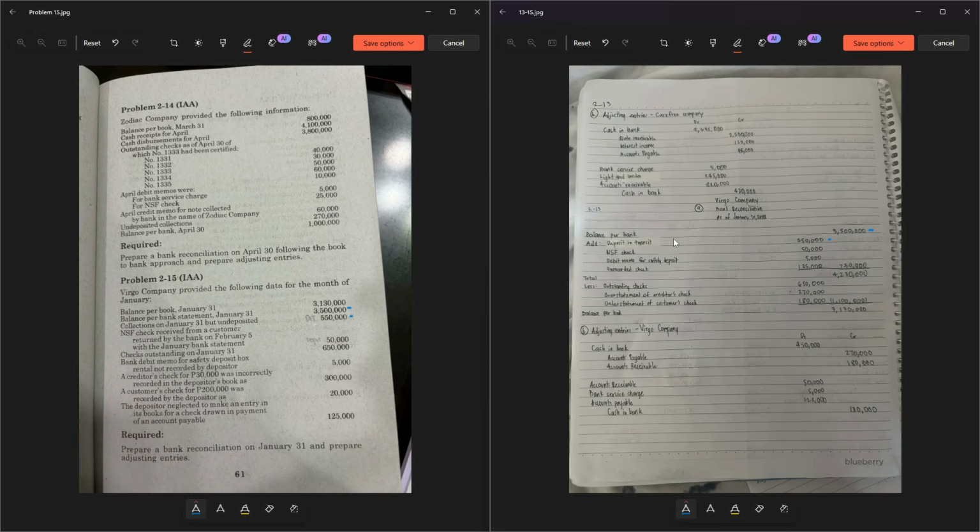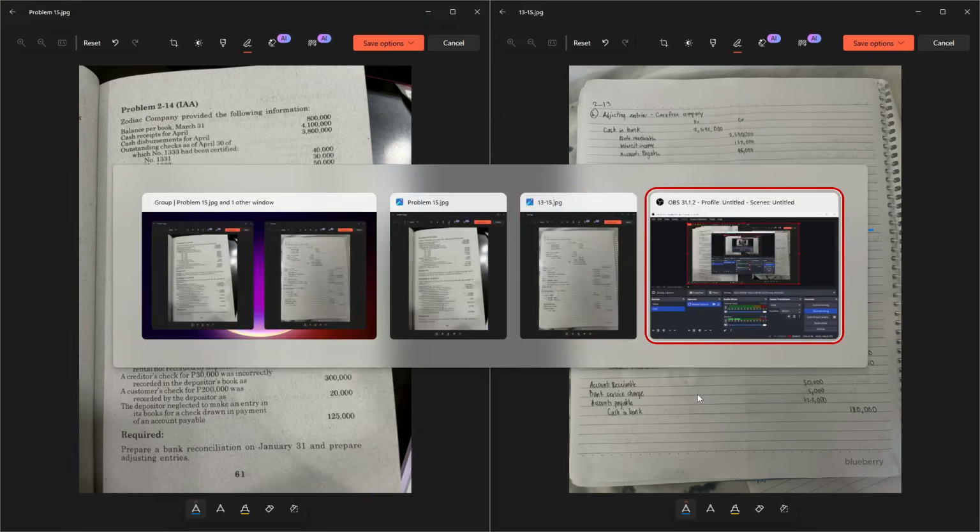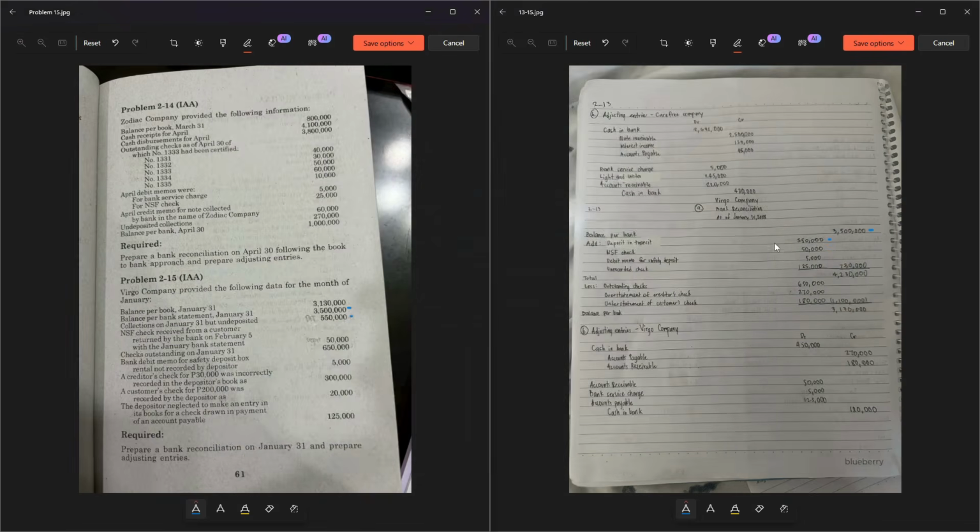So another term, or maybe something you can add to your knowledge, is that deposit in transit can also be called undeposited collections. I learned that from a YouTube video. What am I doing?